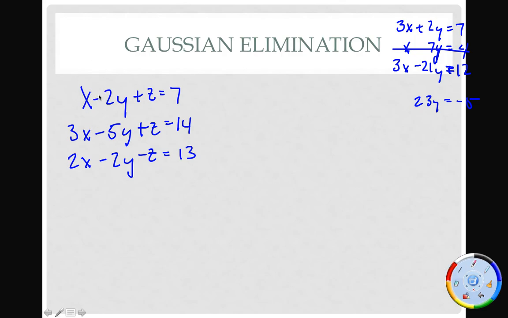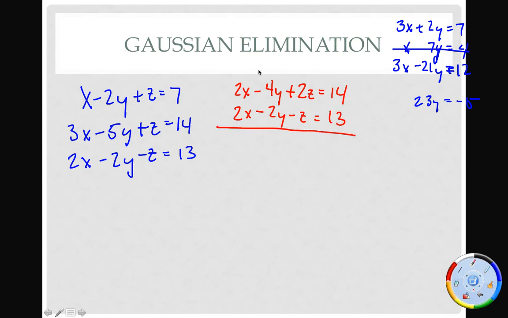So what I'm going to do here is take this top equation, and I can multiply and get rid of the x's here. So I'm going to have 2x minus 4y plus 2z equals 14. And I'm going to take this 2x minus 2y minus z equals 13. And I'm going to subtract. So I get a negative 2y, negative 3z is equal to 1.